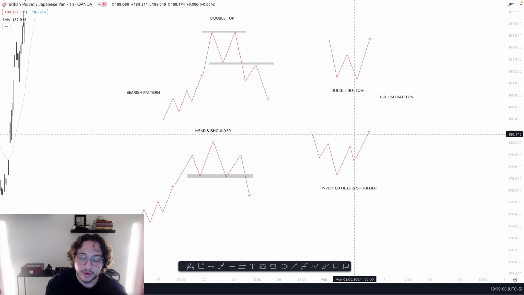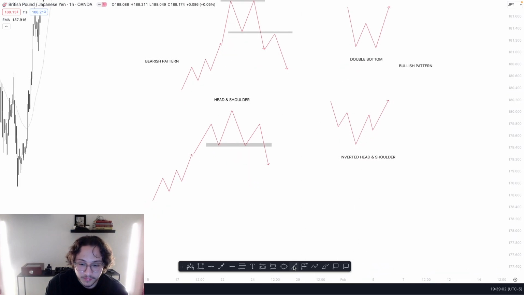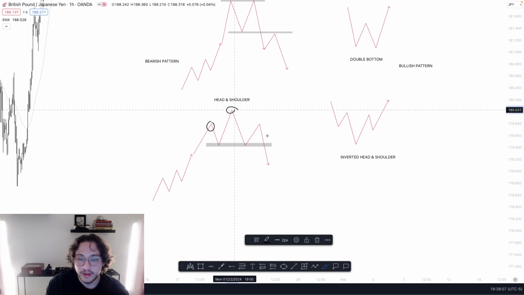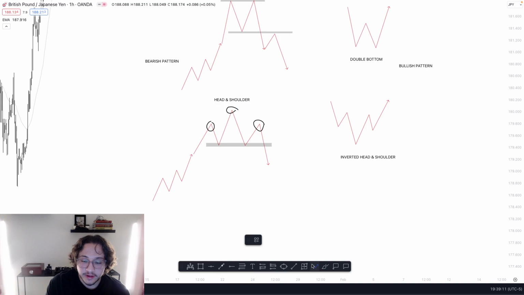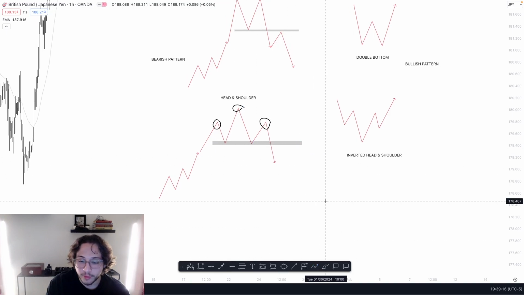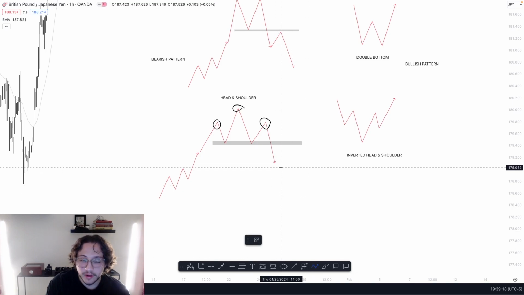For the bearish pattern, we want to wait for the break under the neckline, right? Once we create the left shoulder, the head, and the right shoulder right over here, the idea is to wait for price to break under the neckline. If we do get the break under the neckline, then you want to wait for the pullback, right? Always wait for the pullback, because it can be a way better confirmation.